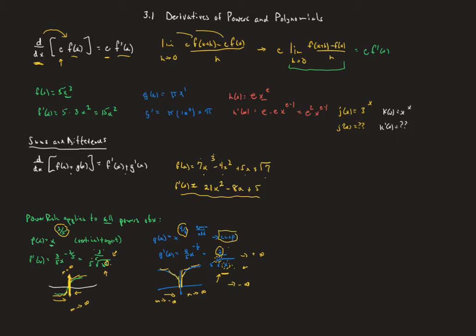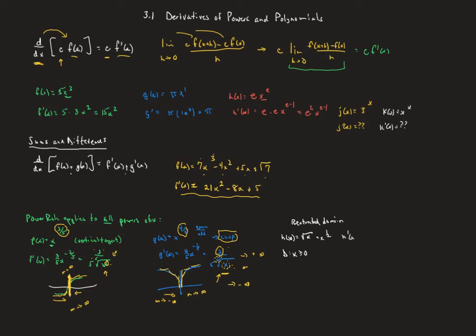Okay, and we also had, say, h of x is equal to the square root of x. This we said was a restricted domain. So we know that the domain of the original function h is going to be x greater than or equal to 0. But when we go to take its derivative, so we're going to think of this as x to the 1/2.